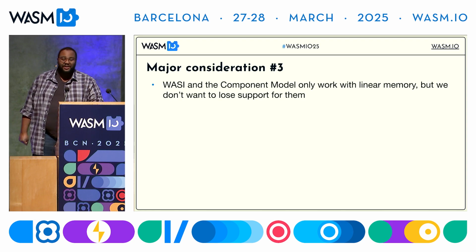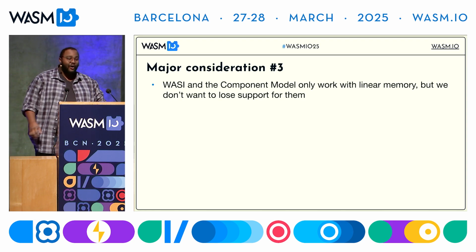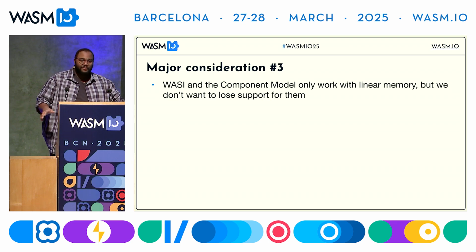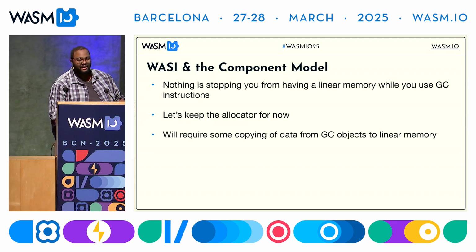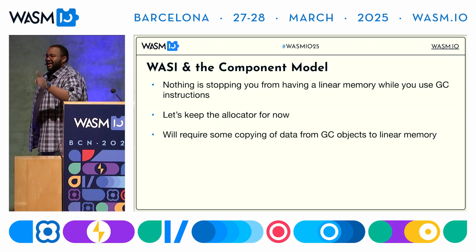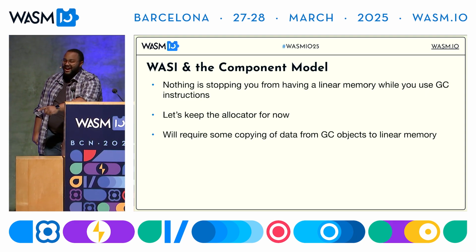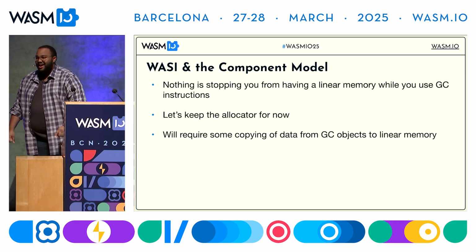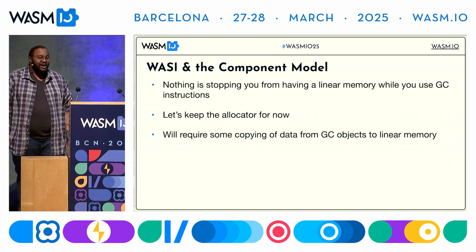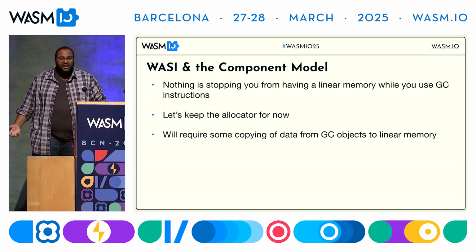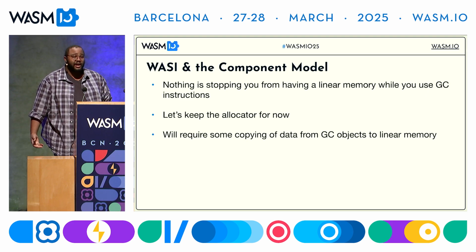And the third major consideration is that WASI and the component model only work with linear memory. And we don't want to lose support for WASI and the component model because they're awesome. But guess what? We have free will. Nobody is stopping you from having a linear memory at the same time you're doing Wasm GC. So this is actually a non-issue. You can totally just write a couple things to linear memory to do WASI stuff. You might have to do a couple of copies, but that's okay.